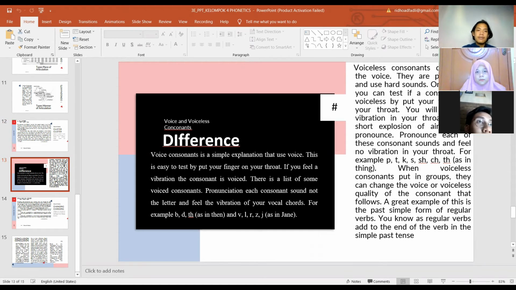There is a list of some voiced consonants. Pronounce each consonant sound, not the letter, and feel the vibration of your vocal cords. For example, B, D, the TH in then, V, L, R, Z, and J as in Jane.